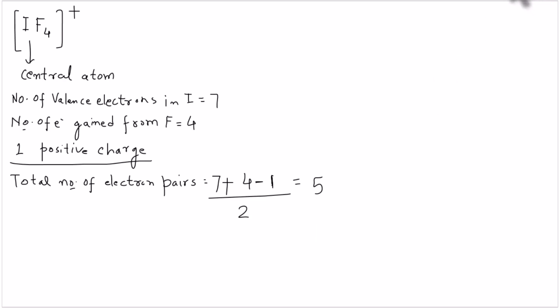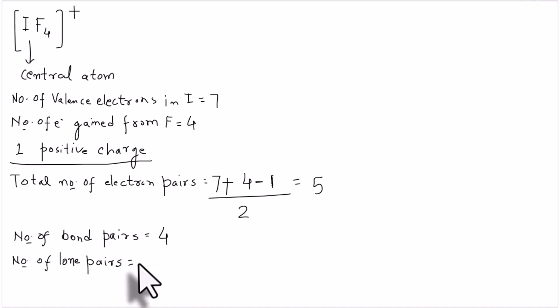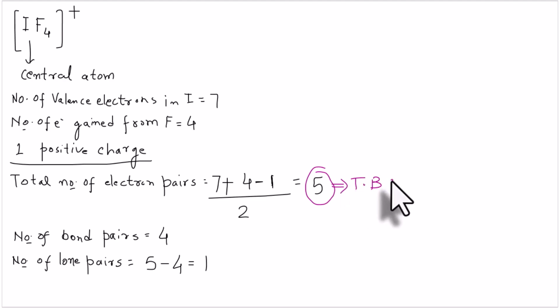And now the number of bond pairs. We have 4 fluorine atoms, so the number of bond pairs should be 4. Now how many lone pairs? We have total number of electron pairs 5, number of bond pairs 4. So we have 1 lone pair. The regular geometry with total number of electron pairs as 5 should be trigonal bipyramidal geometry. But if we have a single lone pair, that means this TBP geometry gets distorted to the seesaw shape.